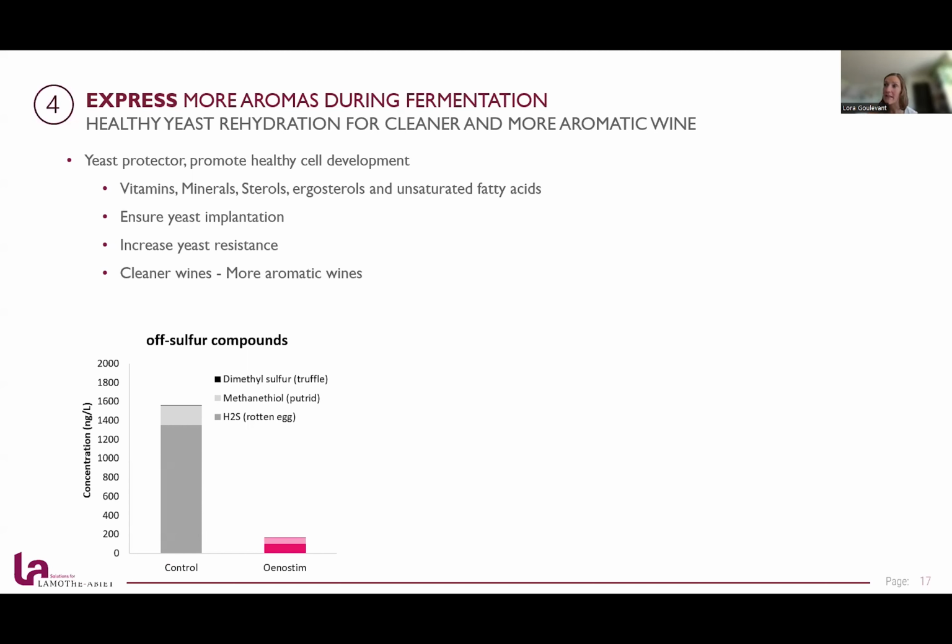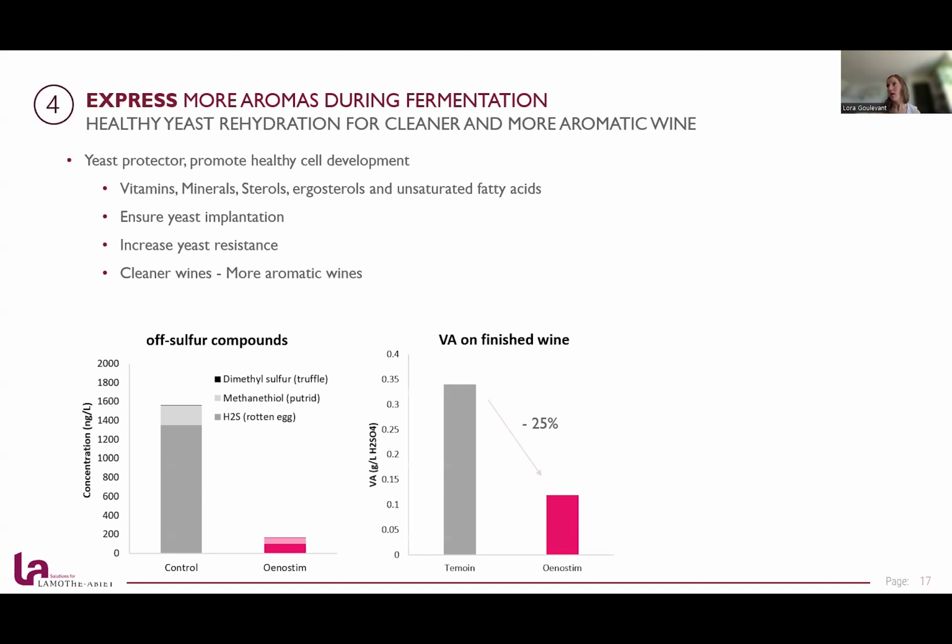So we can see that just using Oenostem at yeast rehydration just didn't produce any off-sulfur compounds compared to a control. I think that's a very, very interesting trial. The VA also was much lower compared to just a control that wasn't rehydrated with Oenostem, with the same yeast.